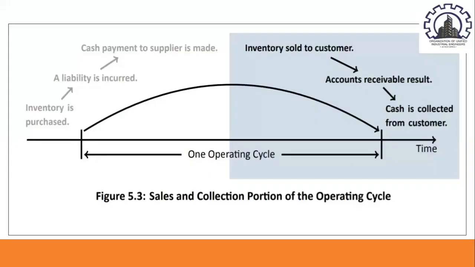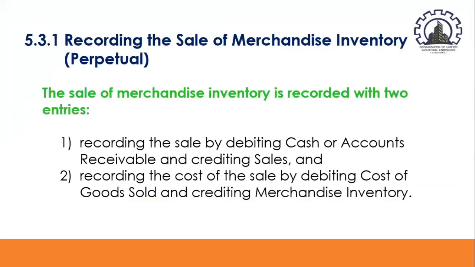Now, as you can see, figure 5.3 illustrates the sales and collection portion of the operating cycle. Take note that there are some slight recording differences when revenue is earned in a merchandising company. Now, under recording the sale of merchandise inventory applying perpetual method, take note that the sale of merchandise inventory is recorded with two entries. First, recording the sale by debiting cash or accounts receivable and crediting sales.